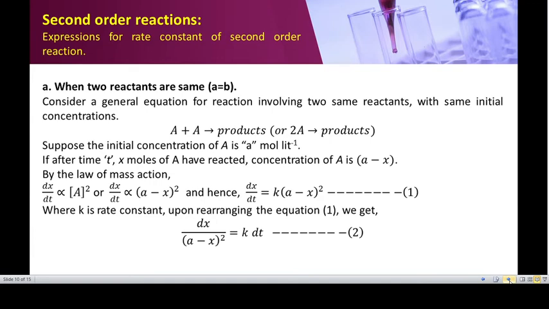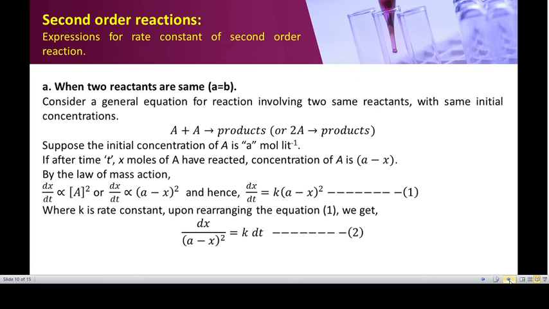So after time t, concentration of A, capital A, is how much? a minus x. Therefore dx by dt, that is rate of reaction, is proportional to (a minus x) whole square, or dx by dt is equal to k into (a minus x) whole square. That is equation 1. So when you reorganize equation 1, you will have dx by (a minus x) whole square is equal to k into dt.